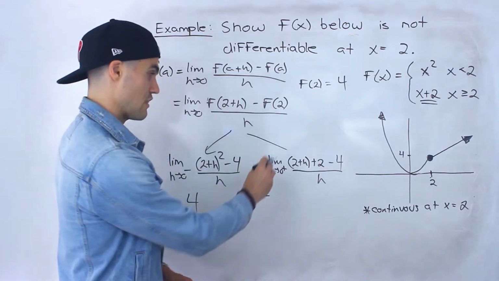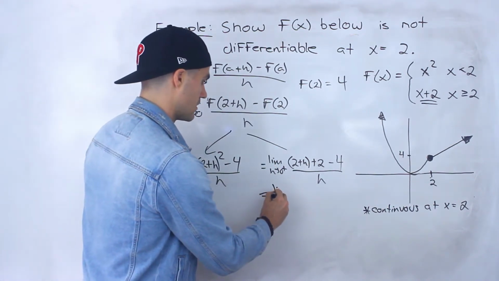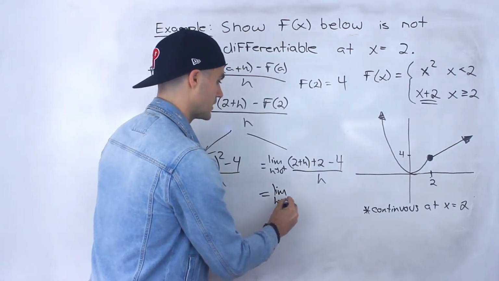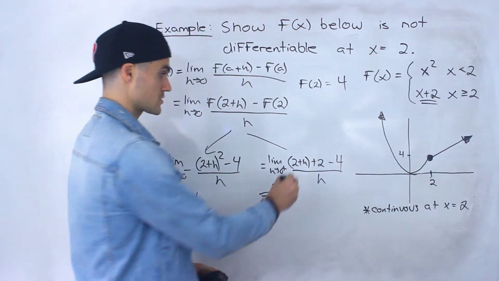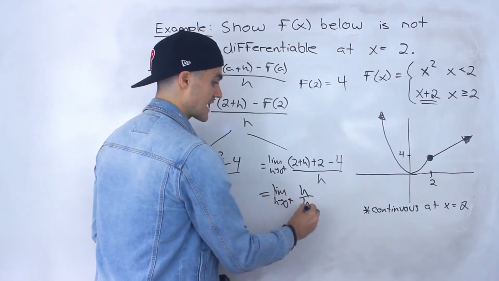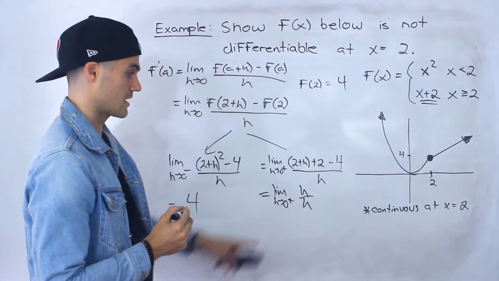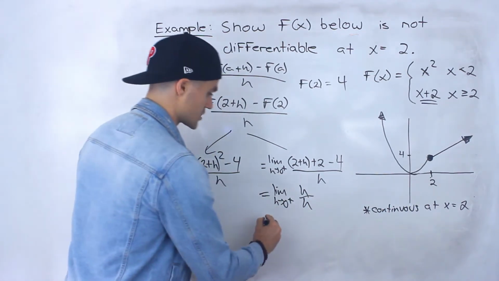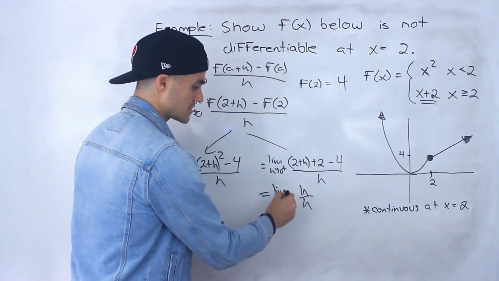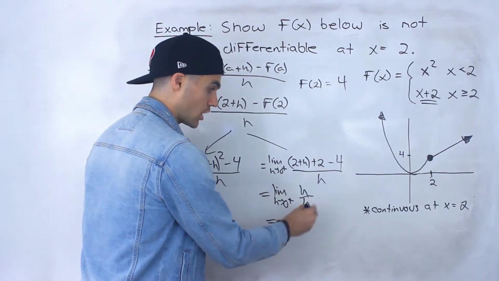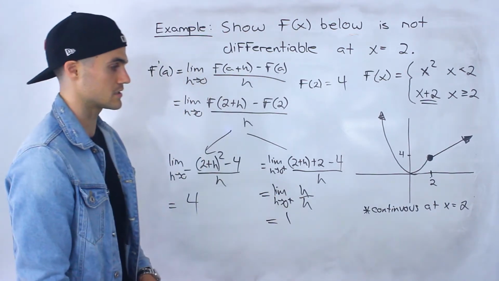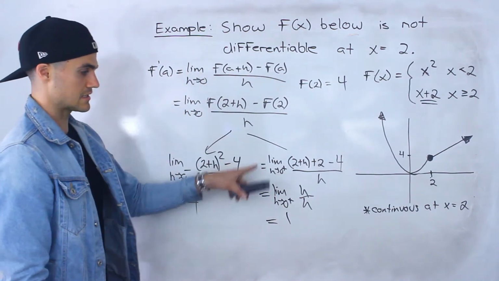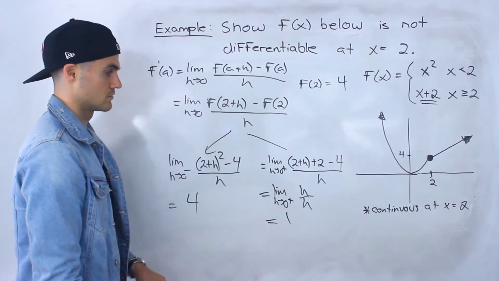And then this limit here is going to simplify really nicely. 2 plus 2 is 4, minus 4, that's just 0. So we're going to end up having the exact same thing that we had in the previous example, h over h, which is just equal to 1, and then the limit as h approaches 0 from the positive side of a constant, 1, is just going to equal that constant. So this limit is going to simplify to 1.